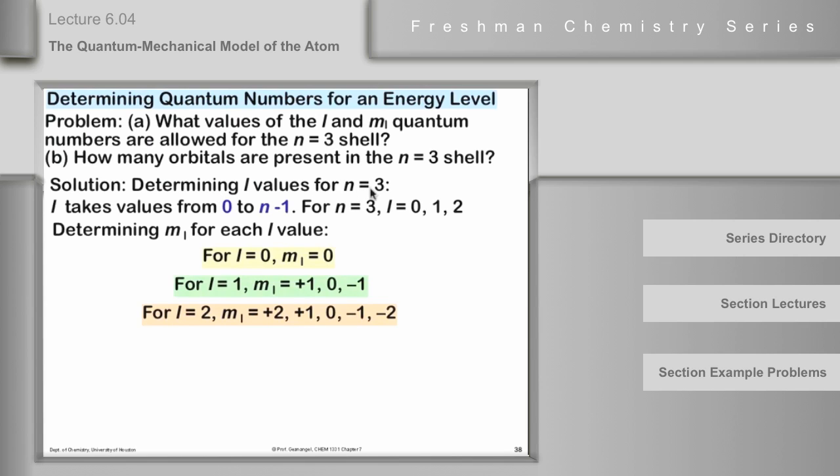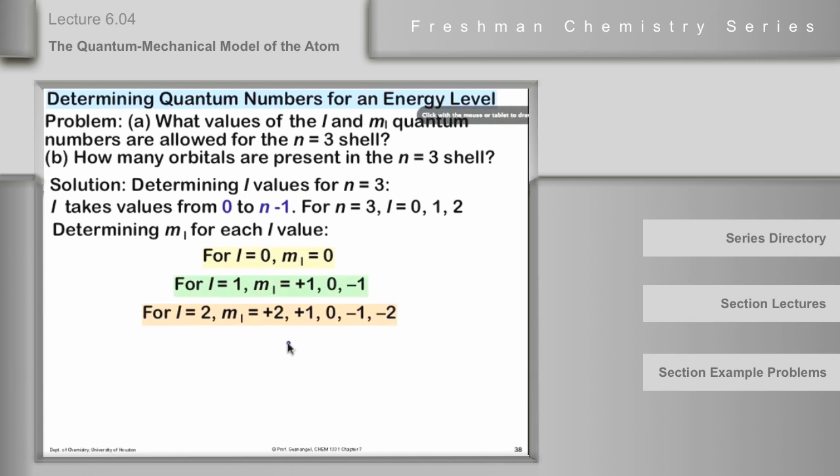If n equals 3, L can only take values from 0 up to n minus 1. So the possible values of L are 0, 1, and 2. L determines what m sub L can be. m sub L can take values from negative L up to positive L. So for L equals 0, m sub L can only be 0. For L equals 1, m sub L can be plus 1, 0, minus 1. And for L equals 2, m sub L can be plus 2, plus 1, 0, minus 1, minus 2.